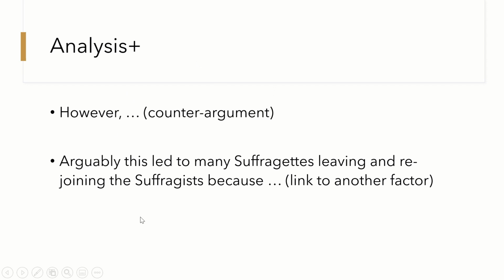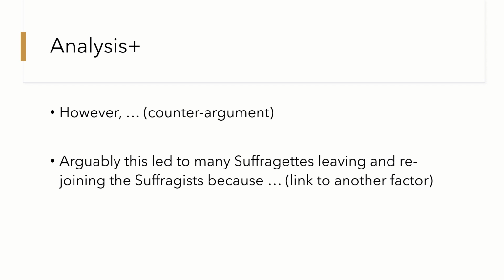Or you could also mention that because of these sort of extreme actions and the negative publicity that the suffragettes were gaining as a result of the hunger strikes, Emily Davison throwing herself in front of the King's horse, that really led a lot of suffragettes to leave the WSPU and rejoin the suffragists.